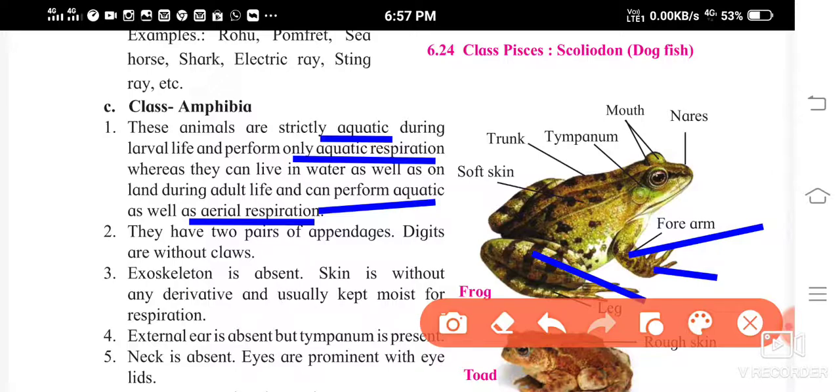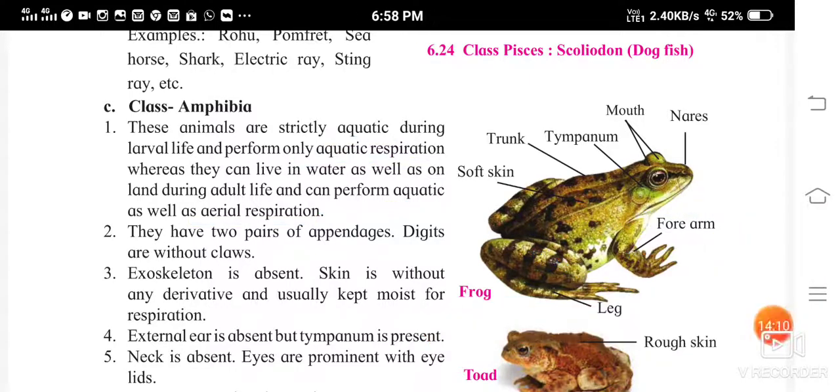Exoskeleton is absent. Skin is without any derivative and usually kept moist for respiration. So see, the exoskeleton is absent. There is no upper layer on the skin. And see, the skin is usually kept moist. It's always moist. If you touch them, they are slimy, isn't it? Yes, so they are kept moist. Why? For respiration, so that they can respire.